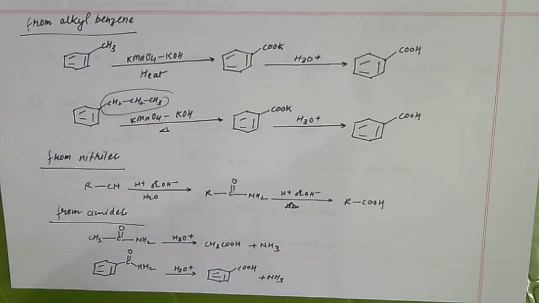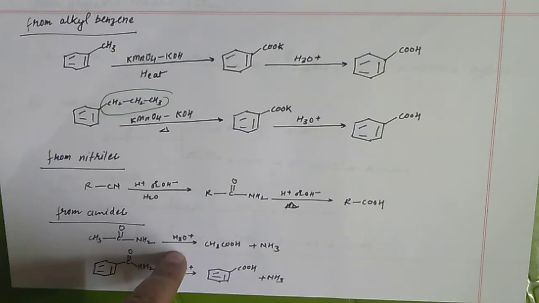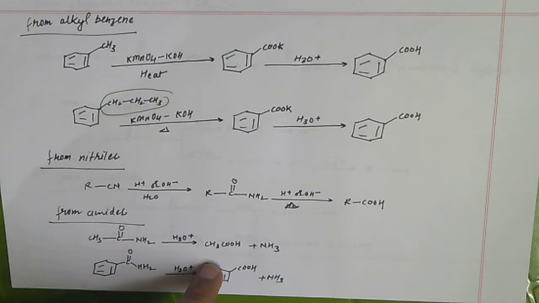Now the next method is from the nitriles. Nitriles can also be converted into the carboxylic acid by the use of water. Alkyl nitriles can be directly hydrolyzed into the carboxylic acid. And then the next one is amides. Amides are also able to convert into carboxylic acid. Here the aliphatic amides, on reaction with water or hydronium ion, give the carboxylic acid. And here the benzamide is also giving the benzoic acid.